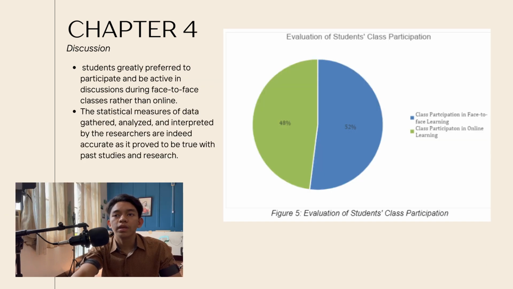To discuss briefly, the researchers used a pie graph using the statistical data from the tables. This is focused on the evaluation of students in online learning and face-to-face learning. Having said that, it is clearly illustrated that students greatly preferred to participate and be active in discussions during the face-to-face classes rather than online. The statistical measures of data gathered, analyzed, and interpreted by the researchers are indeed accurate, as it proved to be true with the past studies and research.